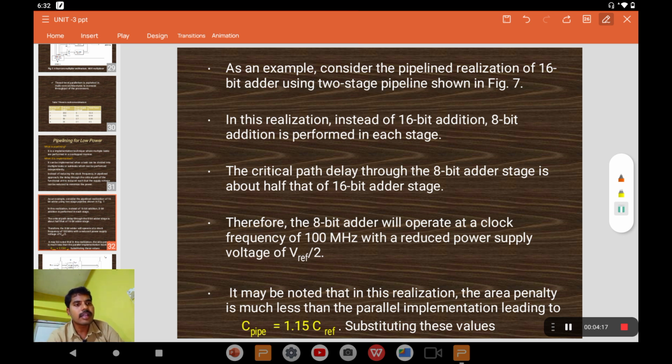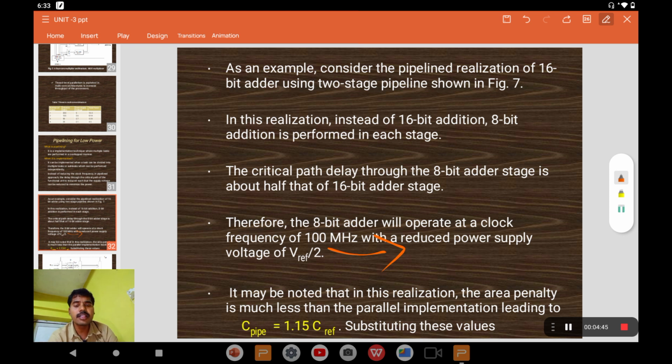Let us see, as well as in the case of the 8-bit adder operation, the operating clock frequency may be 100 Hz, so that the power supply voltage can be reduced by a V reference. That means the supply voltage can be reduced to V reference by 2. It may be noted that in this realization, the area penalty can be much less than the parallel implementation.